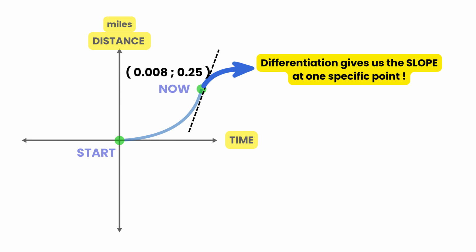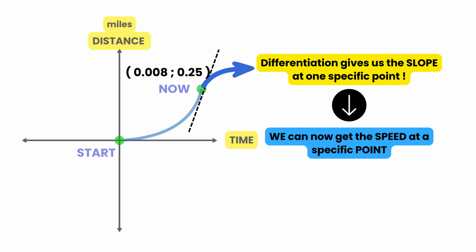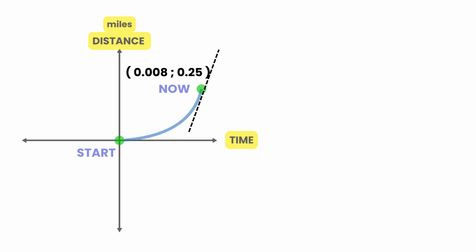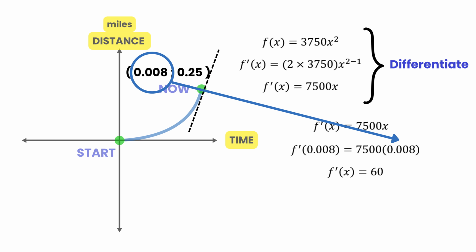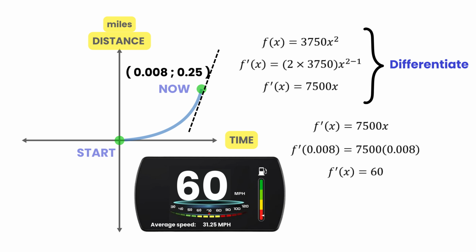Differentiation is the maths tool that allows us to calculate the slope at an exact specific point. And that means we can now work out the instantaneous speed at a specific moment. Here's how it works. We differentiate the function, and wherever we want the instantaneous speed, we simply plug in the x value of that point, and boom, that gives us the instantaneous speed at that exact spot. Magic. Don't stress at all about how we actually differentiate. In the next video, we're going to learn exactly how to do it, step by step.